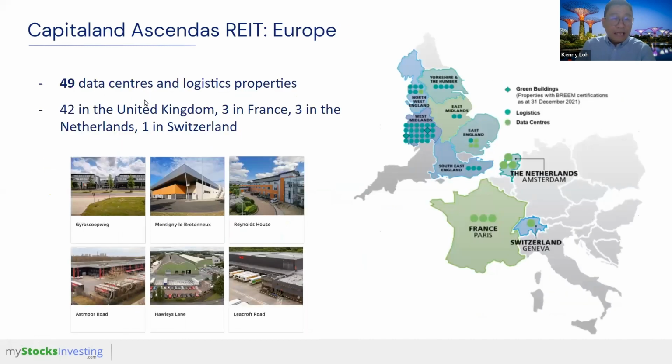Europe, 49 data center and logistic property. In the whole of Europe itself, you can see that UK, France, Switzerland, Netherlands, there are quite a lot of properties. Okay, good thing is they don't have anything in Ukraine, right? Or Russia, you don't need to worry about it.